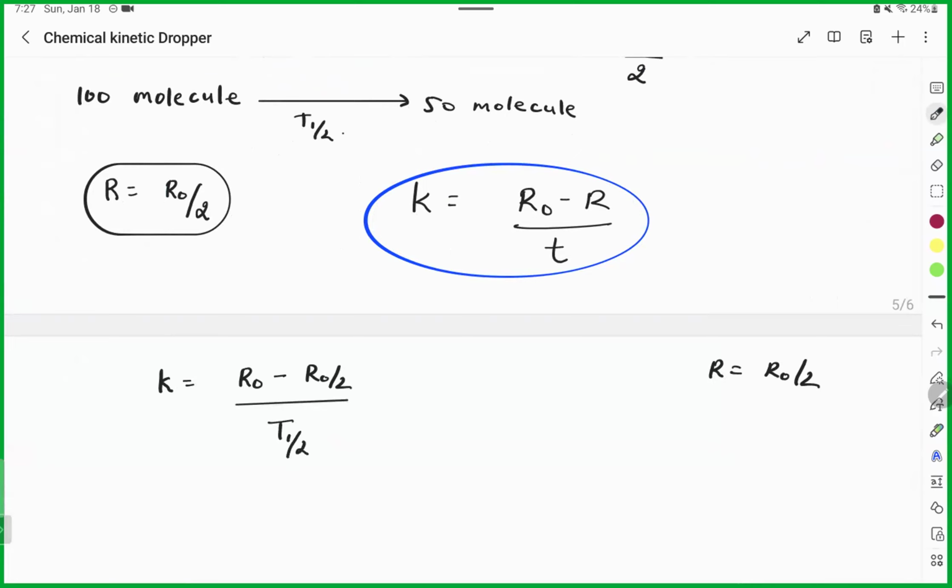Half lifetime. Okay. And if you do cross multiplication.